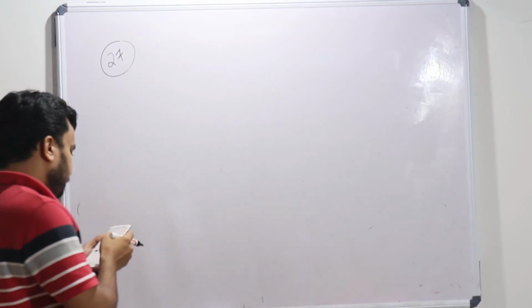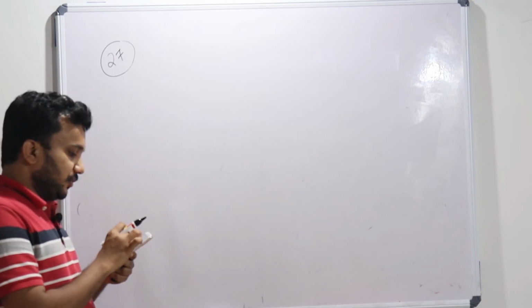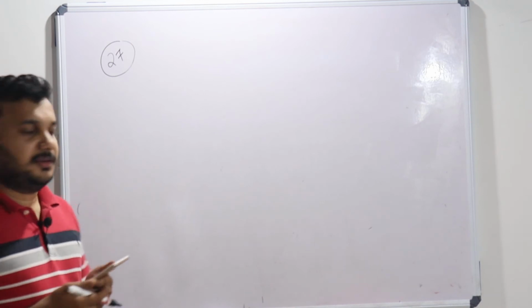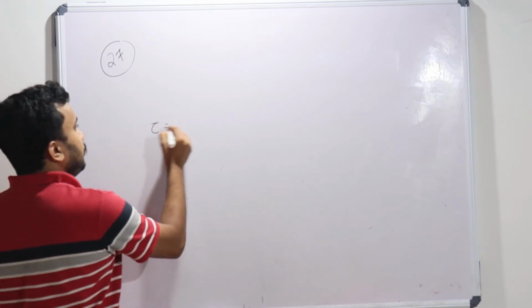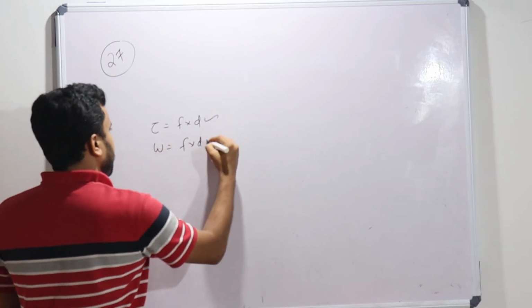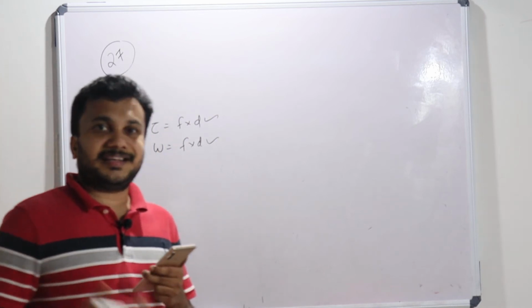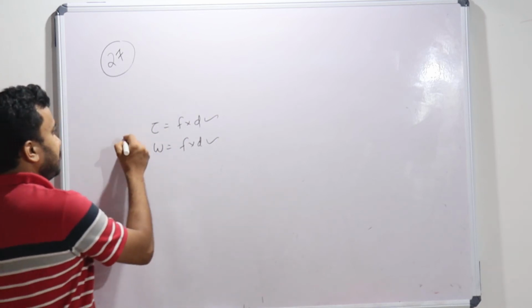Question number 28. The physical quantities not having the same dimensions. Option A: torque and work. Torque is force into displacement, and work is also force into displacement, so same dimension formula. The next option is stress and Young's modulus.